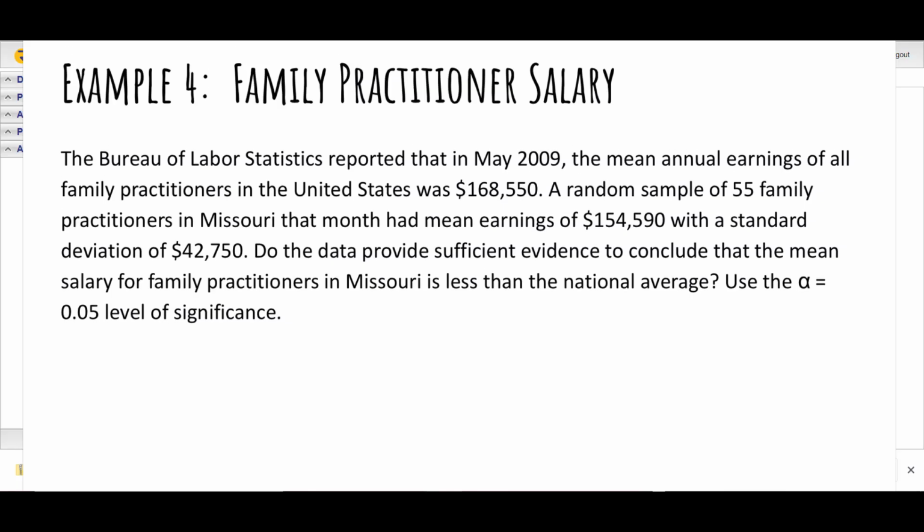All right, moving on to example 4. The Bureau of Labor and Statistics reported that in May 2009, the mean annual earnings of all family practitioners in the United States was 168,550.